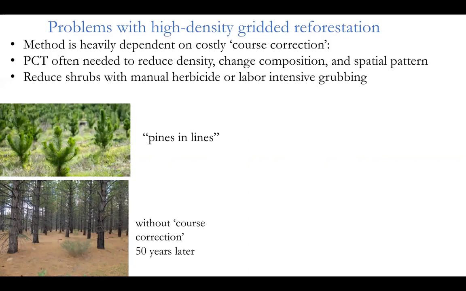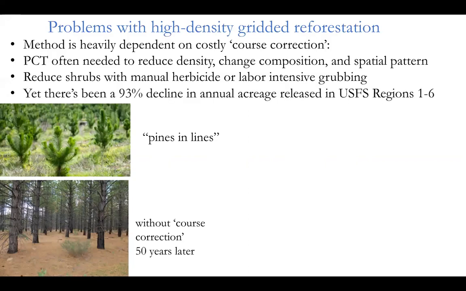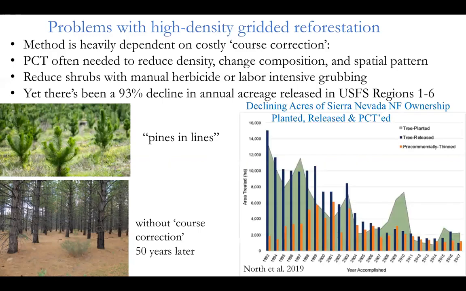But you can see in the figures below that without that course correction, which again is costly, we can get a pretty undesirable condition ecologically, where we have a high crown contact and relatively little diversity in the understory. And the other, I think overriding, concern here is that there's been a 93% decline in annual acreage released across regions 1 through 6 in the Forest Service. This figure is in that paper that I mentioned up front. But you can see the tree release treatment, down from around 15,000 hectares to less than 1,000 in 2017.